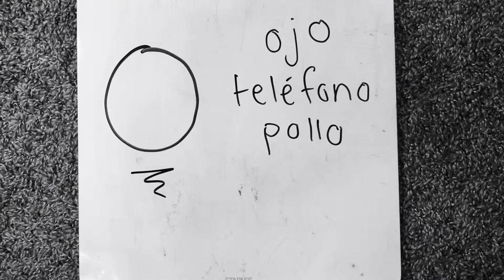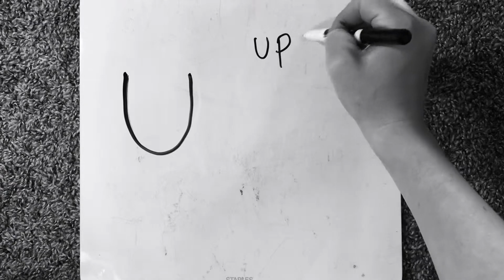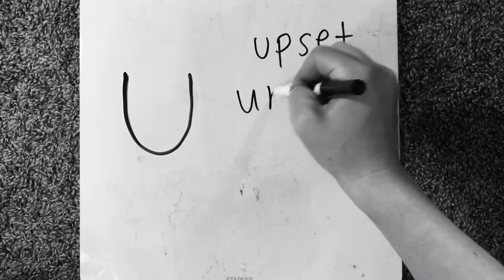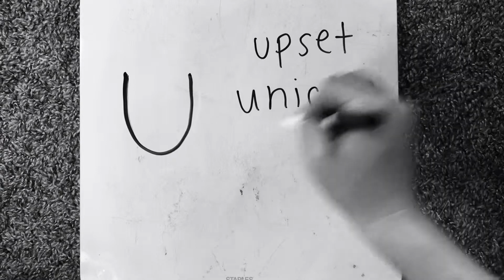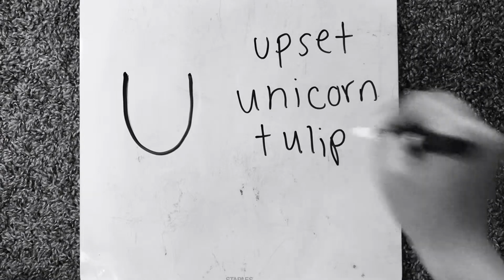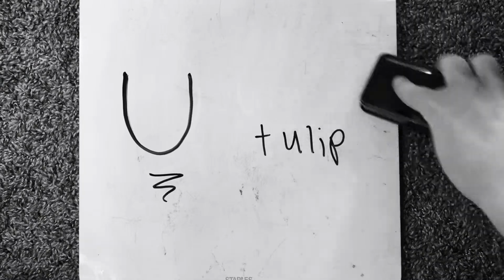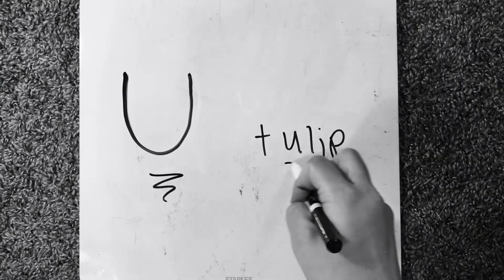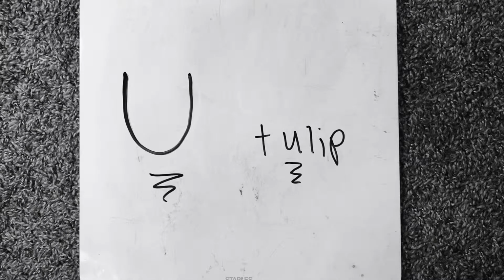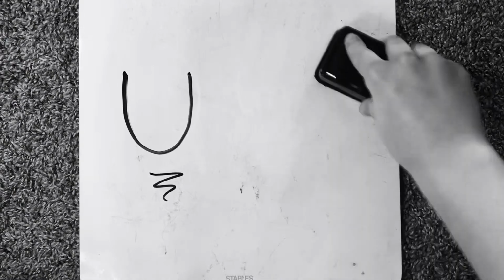To finish, let's end with the English U. In English, this vowel can be pronounced in many different ways, like U in upset, like U in unicorn, and like U in tulip. However, in Spanish, U is pronounced the same way every time. In Spanish, U is pronounced like the way we pronounce the U in tulip. U, U, U. Here are some examples of Spanish words that demonstrate this pronunciation of the letter U.